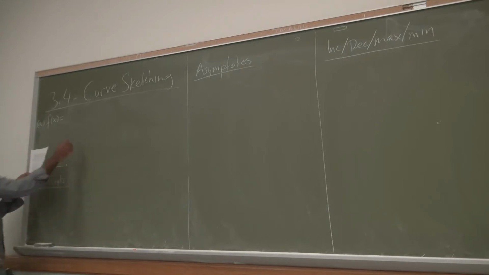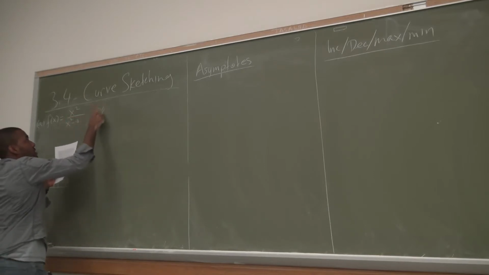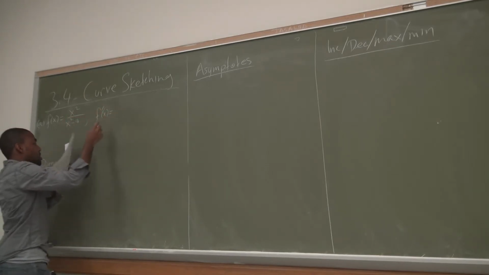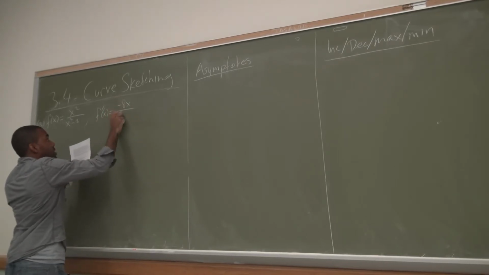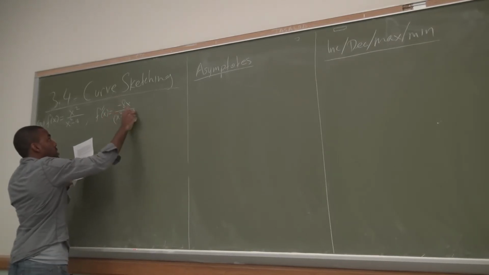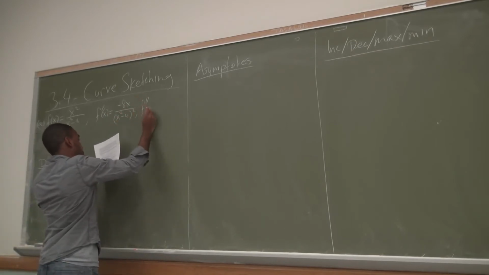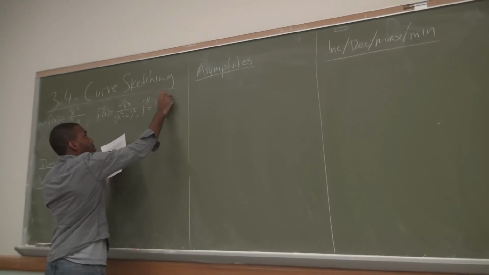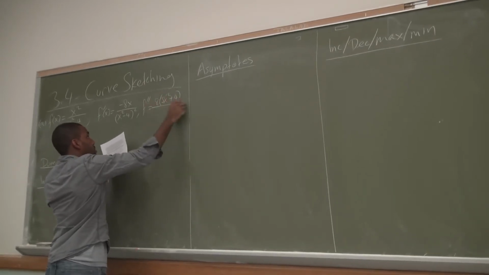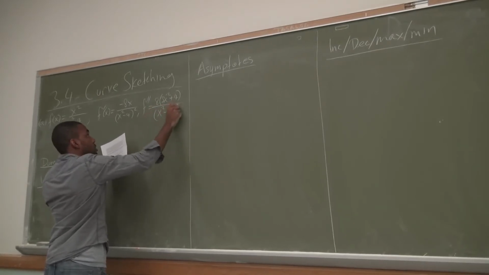So here's your function, f of x equals x squared over x squared minus 4. You're also given that f prime of x is minus 8x over x squared minus 4 squared. You're also given that f double prime is 8 times 3x squared plus 4 over x squared minus 4 cubed.